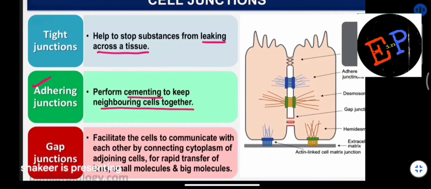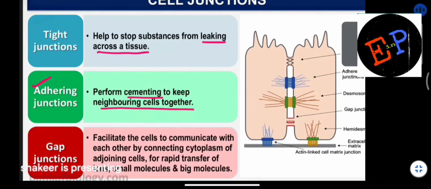Who maintains the shape of an organism or the shape of the human body? These junctions are responsible. Adhering junctions. Are you able to understand? Suppose you don't have adhering junctions in your nose, the nose would just droop like this. So only because of adhering junctions is the body able to maintain its shape.